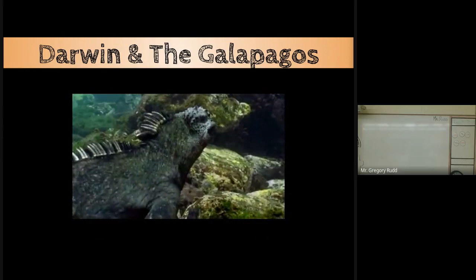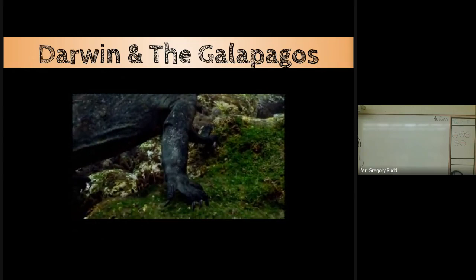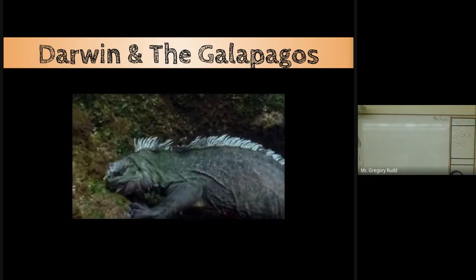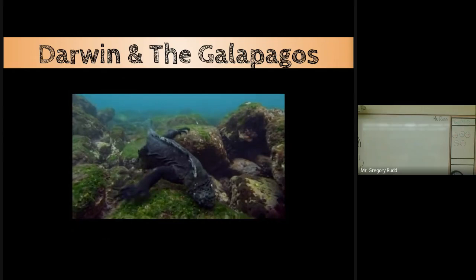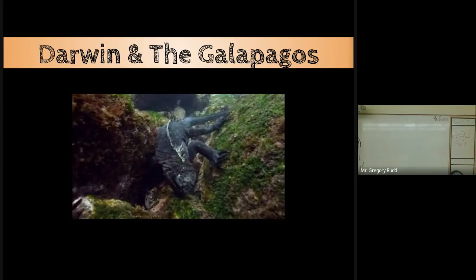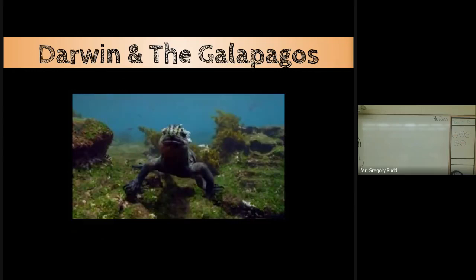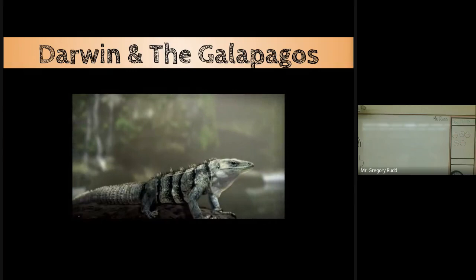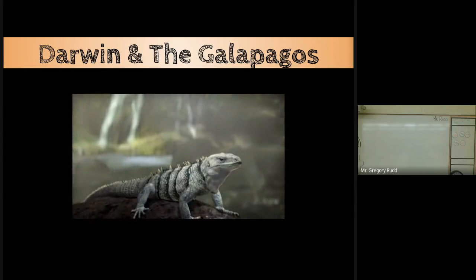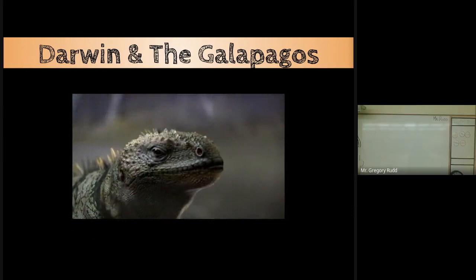Their claws strengthened so they could cling to the rocks on the seabed. And under the water, they found an endless supply of seaweed, which grew in abundance in the nutrient-rich currents that flow around the islands. But that was not all. Their snouts became flatter to help them graze. And their teeth became sharper to grip the slippery seaweed.